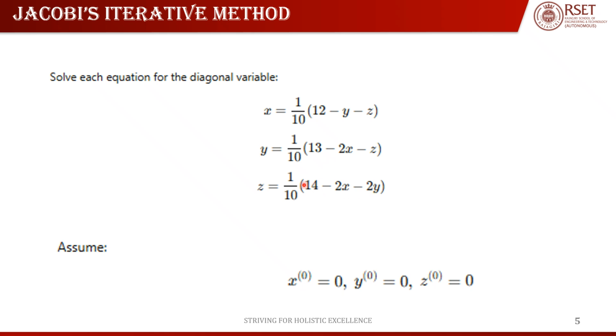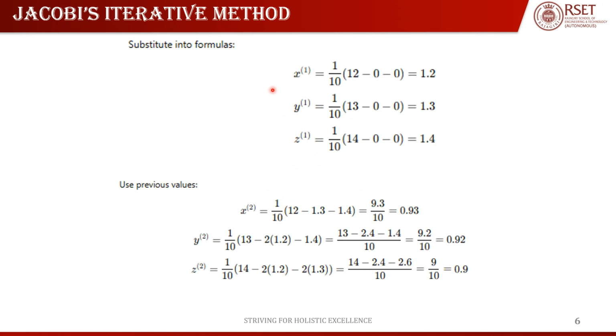Here also 0, 0, so your z1 will be 1.4. Let's see. For x1, you will just substitute the values of y and z, which is 0. The 0 is called the initial approximation. Okay, you have 1.1, 1.3, 1.4. Now you have your x1, your y1, your z1. Now you will get x2.